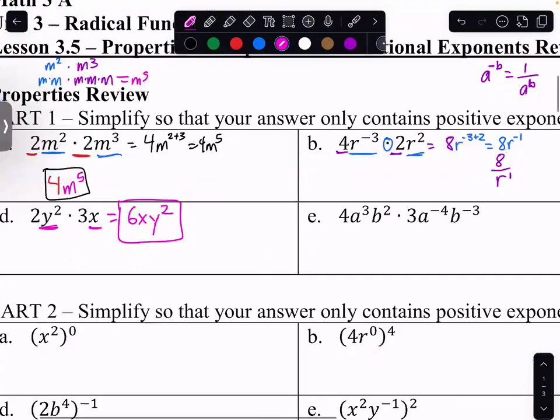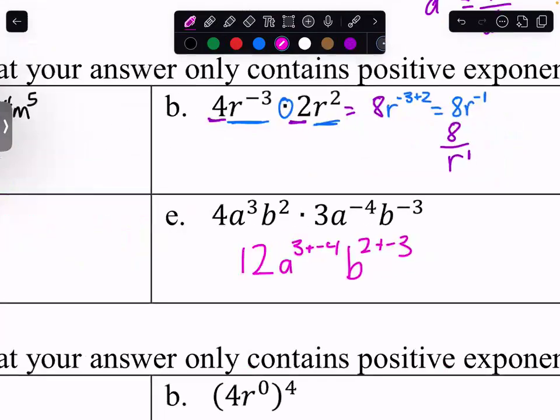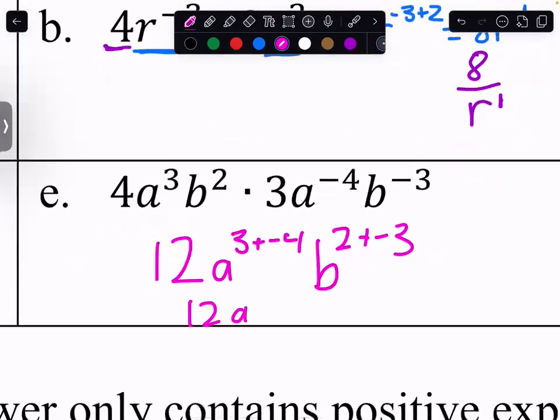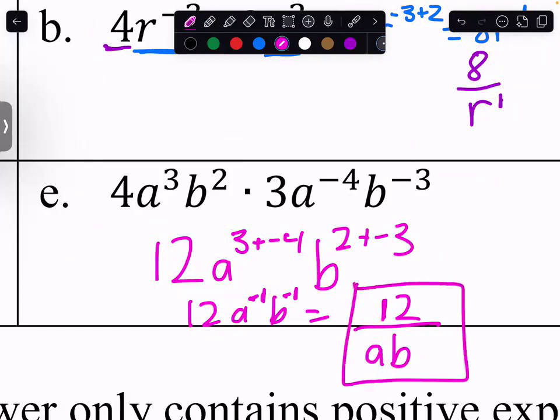Over here, you've got 3 times 4 is 12, then a to the power of 3 plus -4, and b to the power of 2 plus -3. So a to the power of -1 and b to the power of -1. The 12 is not to an exponent, so the 12 will stay where it is, but the a will move into the denominator, and the b will move into the denominator. Again, you don't need to write the exponents of 1. It's assumed to be that if there's nothing else.